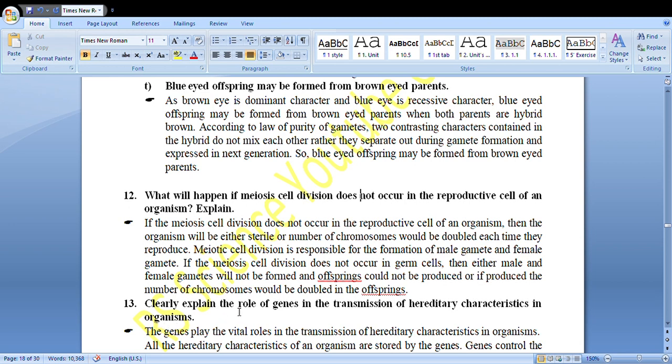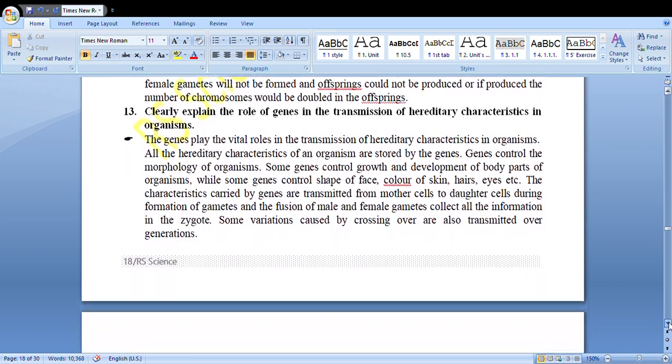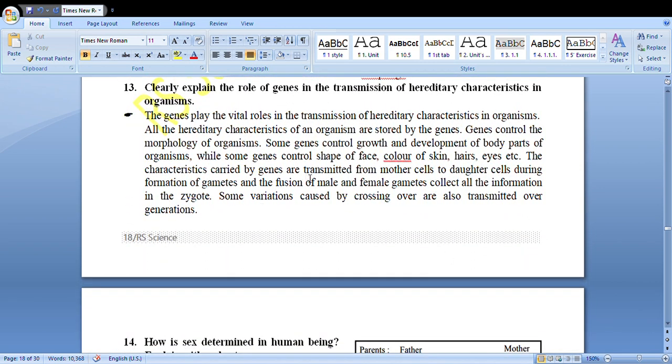Clearly explain the role of genes in the transmission of hereditary characters in the organism. Obviously, genes carry the vital role in the transmission of the characters.